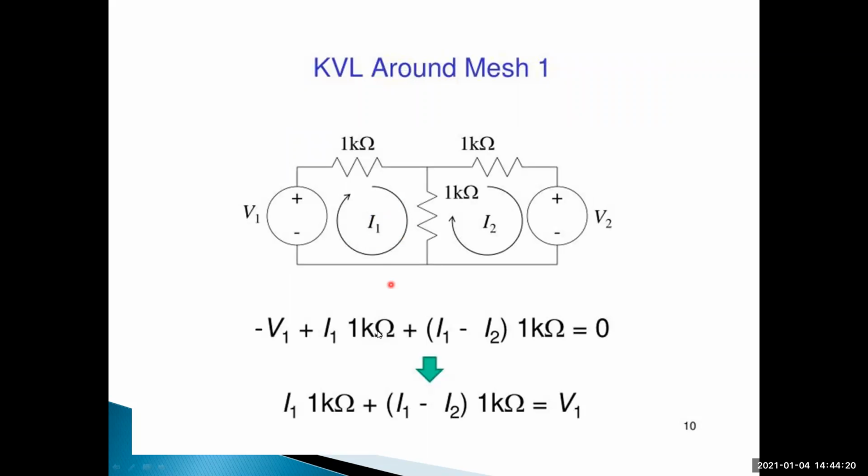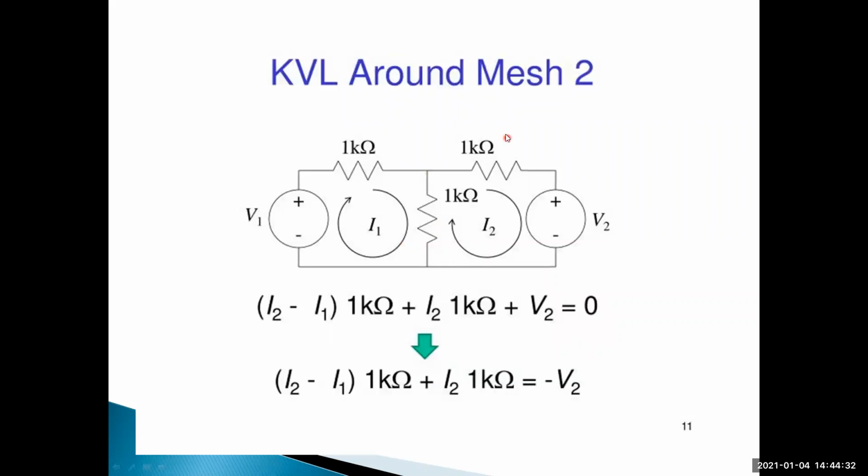So by applying KVL in mesh 1, you will get the equation. Entering minus V1 plus 1k into I1. Here the current I1 is the magnitude, that's why I1 minus I2 into 1k is equal to 0. Understood?